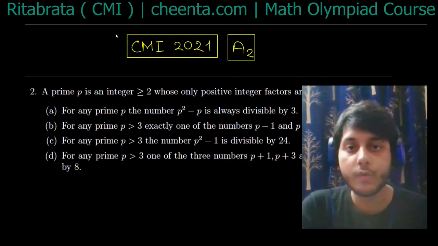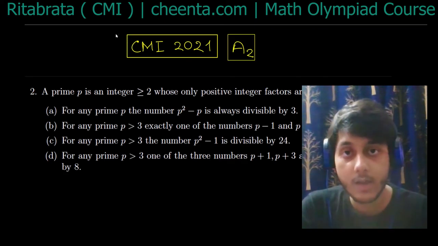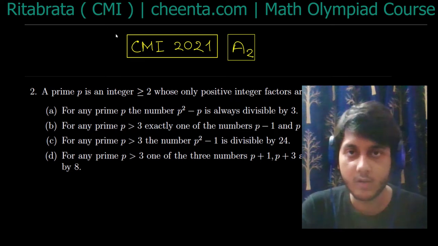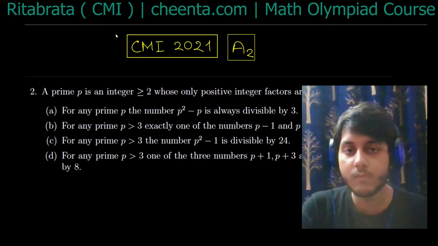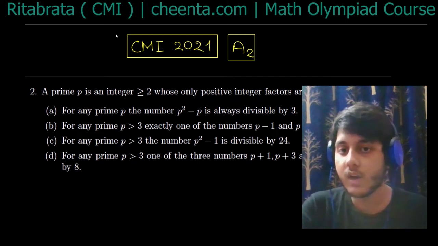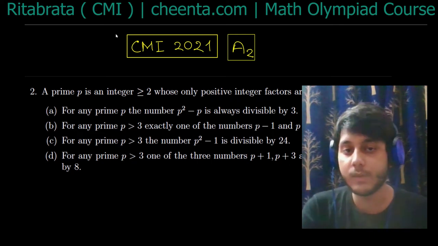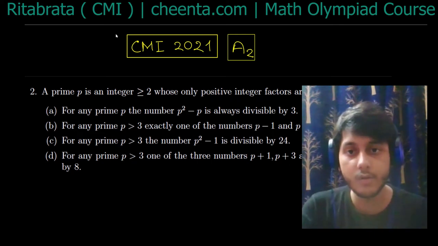Hello. So today I want to discuss a problem that appeared in the CMI entrance exam 2021. It's mainly on elementary number theory based on prime numbers. So the question is, I have a prime number p. I have to determine whether the number p square minus p is always divisible by 3 or not.